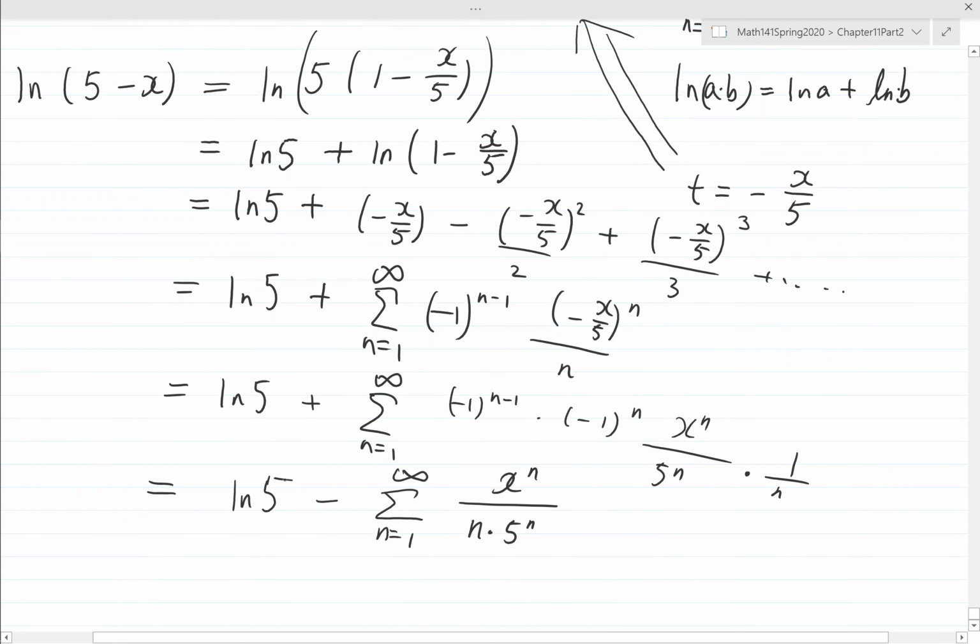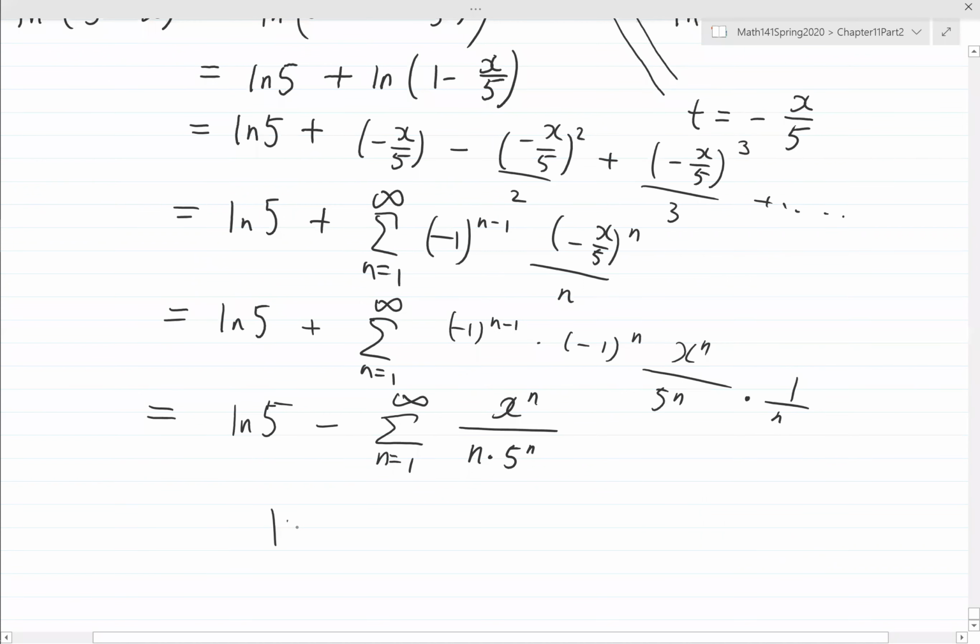The right side is a power series centered at 0. When we derive the interval of convergence, we assume the absolute value of x over 5 is less than 1. So we get that x is bounded between negative 5 and positive 5.